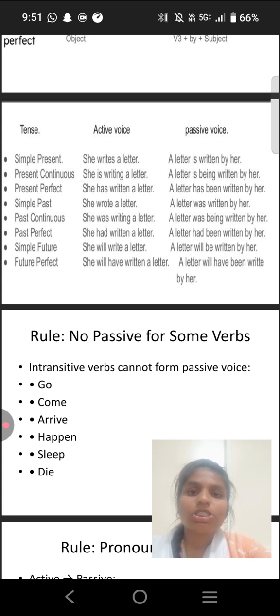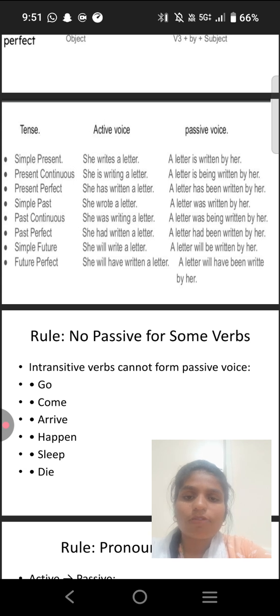Simple past: she wrote a letter. In passive voice, a letter was written by her. Past continuous, in active voice: she was writing a letter. In passive voice, a letter was being written by her. Past perfect: she had written a letter. In passive voice, a letter had been written by her. Simple future: she will write a letter. A letter will be written by her.